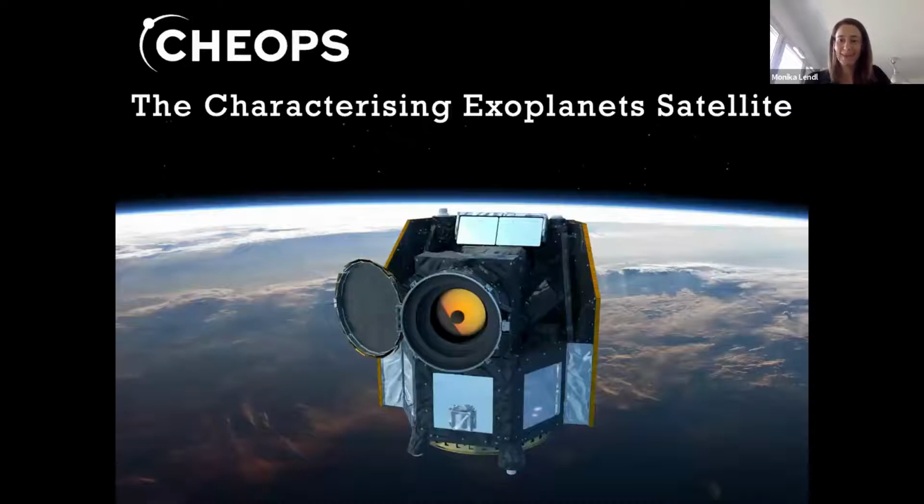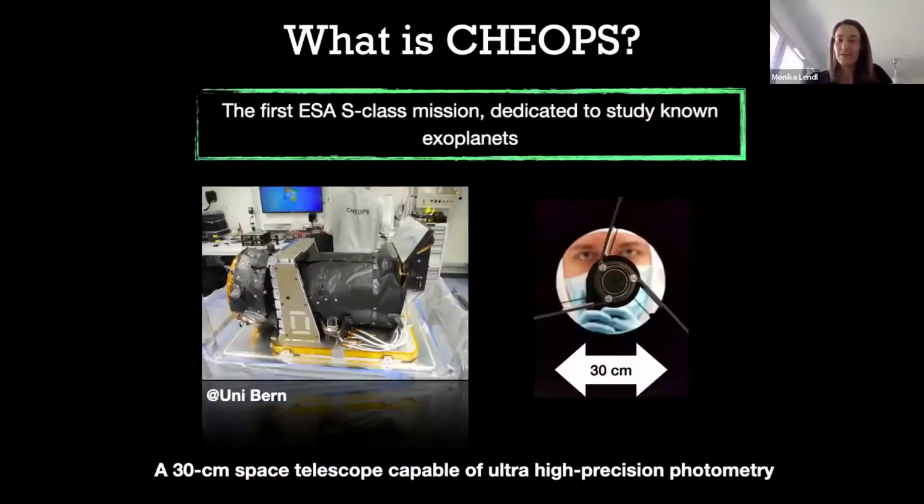And I'm going now to the CHEOPS satellite, which I'm going to describe to you a little bit, and I'm going to try and describe to you how with CHEOPS we're addressing these three different questions that I've just highlighted. So first of all, what is CHEOPS? CHEOPS is the first ESA S-class mission, and it's dedicated to study known exoplanets.